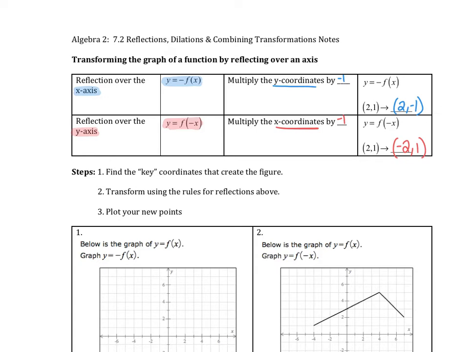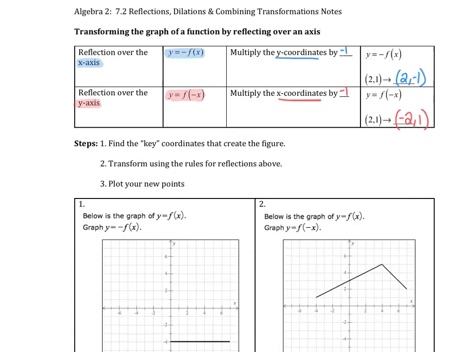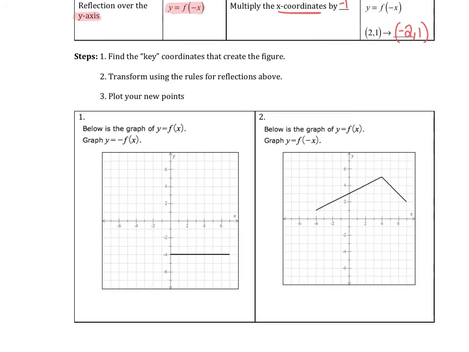Okay? So when you are transforming a graph, there are steps to follow. First, find the key coordinates that create that figure. That's the first step. Find those key coordinates. So basically find the ordered pairs, okay? Then you are going to transform using the rules for reflection, which are stated above in this chart that we made. And then you are going to plot your new points. The third step is to plot the new points that you created.